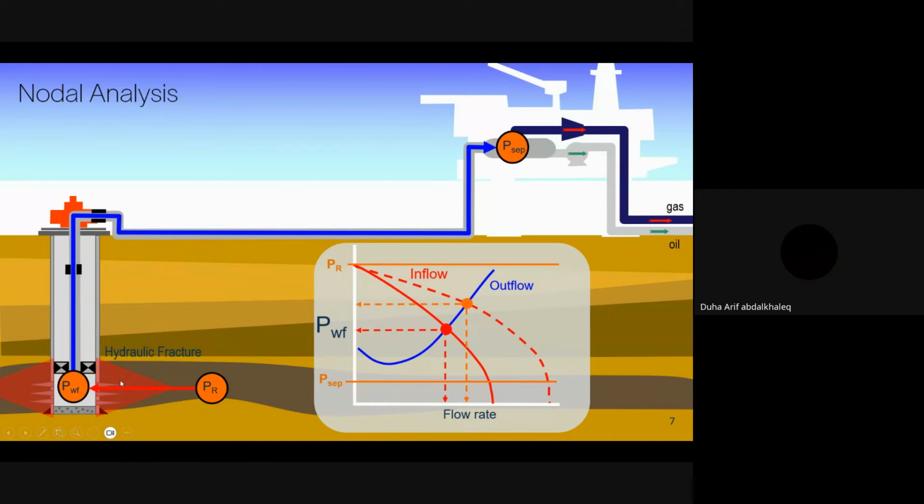It in the formation will cause an increase in the pressure losses. So if I reduce the skin factor, that means I will decrease the pressure losses, and that will shift the inflow curve to the right, as you can see here, and that will cause an increase in the flow rate from this well.